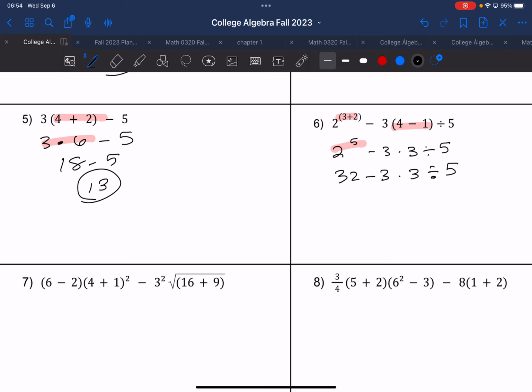Okay. Then you would have done the multiplication next. So 32 minus 9 divided by 5. And then lastly, this division, 9 divided by 5, gives us the decimal 1.8. So 32 minus 1.8, which gives us 30.2. Any questions on anything so far? Okay.